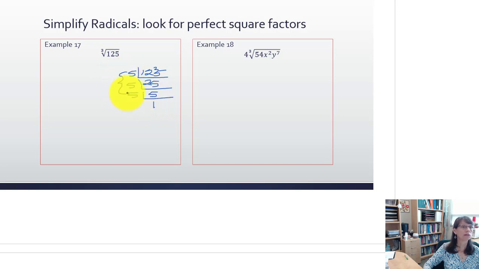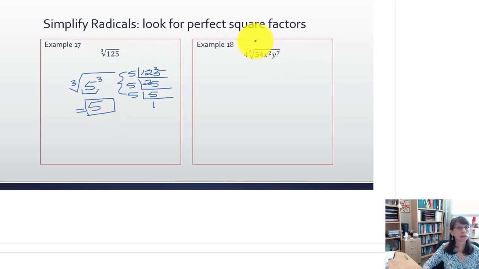Notice that we have 3 identical factors. So I could write that as 5 cubed under a cube root. I have a perfect cube under a cube root, so that tells me that the base of 5 clears the radical and no other factors remain under the radical. So my final answer is 5.